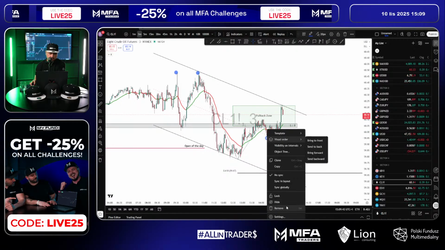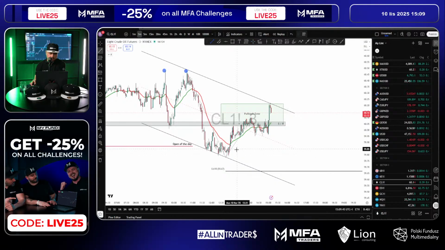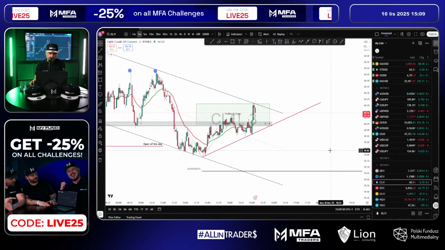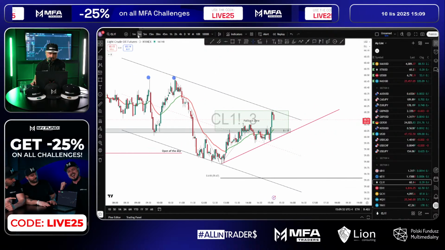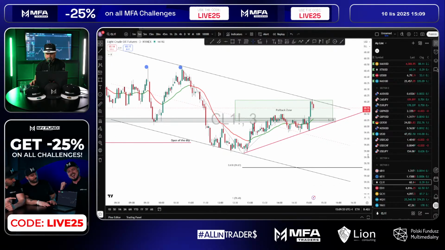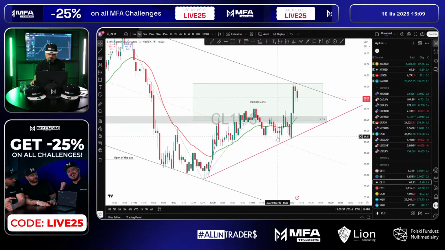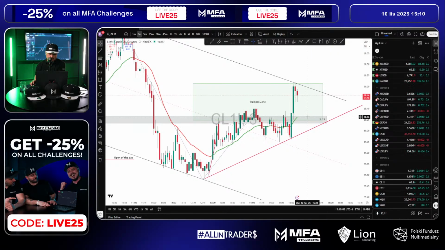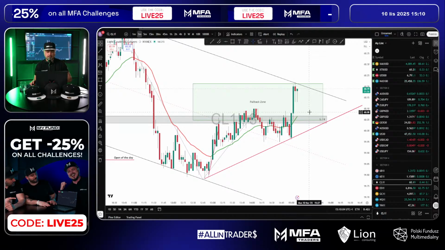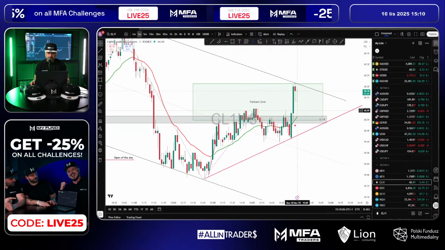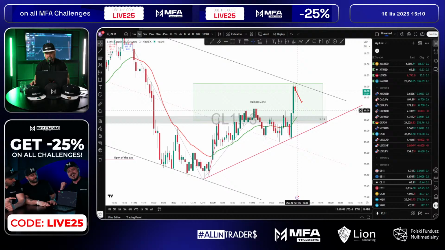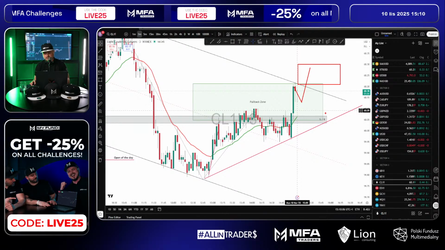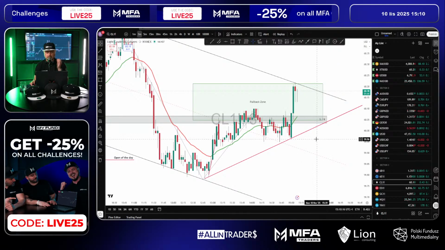So let me just remove everything. We need to change it a little bit. This is gonna be our trend line. Bearish rotation confirmed. Bullish is not confirmed. I'm worried about the rotation because we need to see bullish rotation to be confirmed. If the price will break through this pullback zone, for me, it's no. It's a big no.